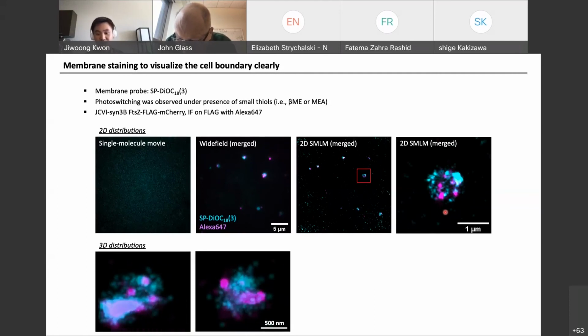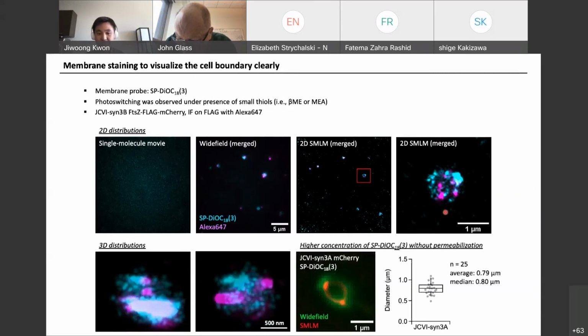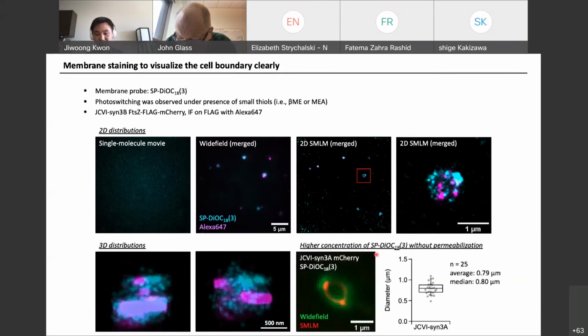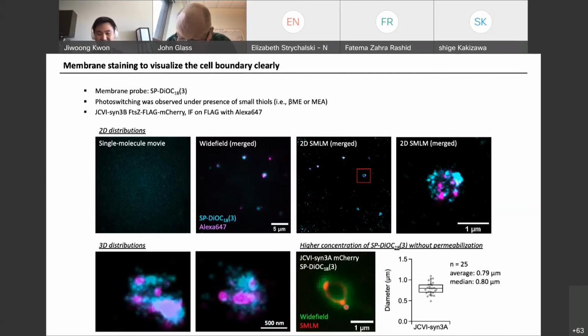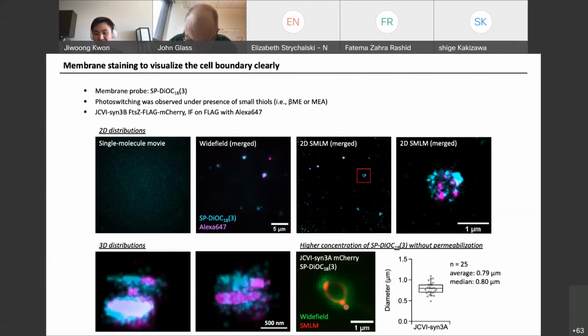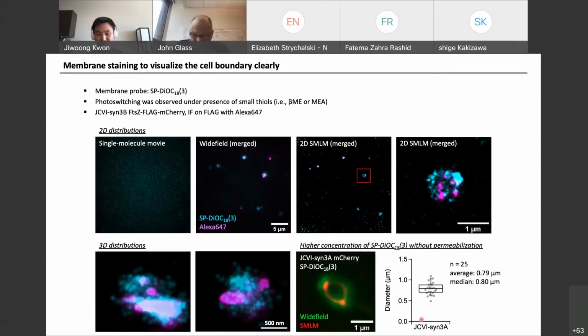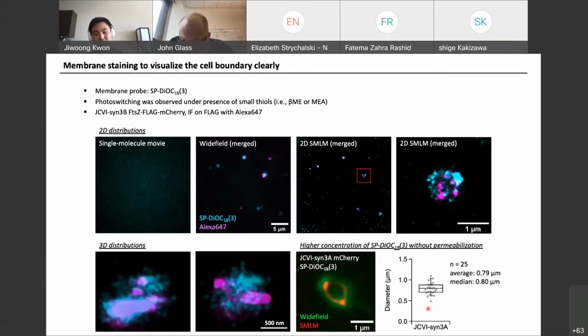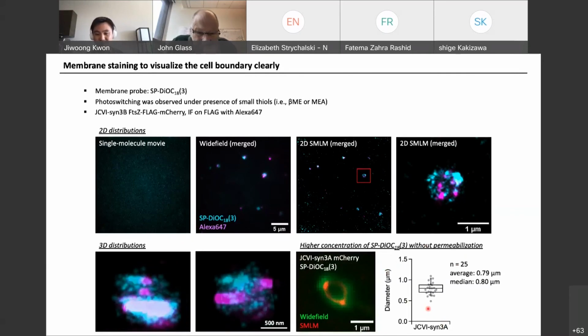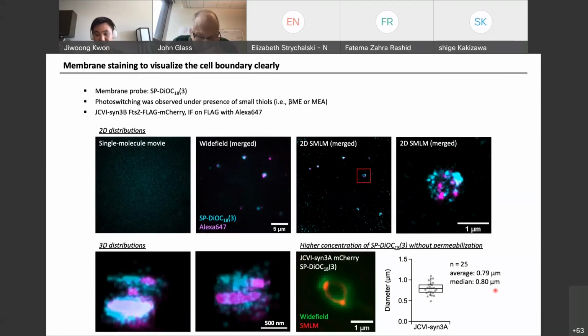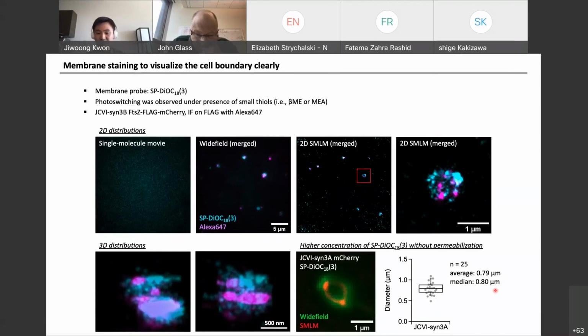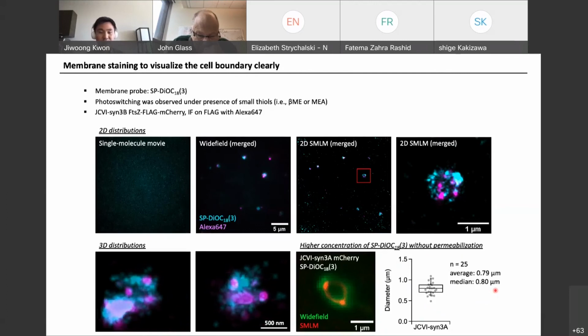So the increased concentration of membrane probe without the permeabilization step clearly increased the number of localizations and allowed us to get the cell diameter. And the measured diameter has an average value of 800 nanometers for JCVI-syn3A, which is slightly larger than previously reported values.